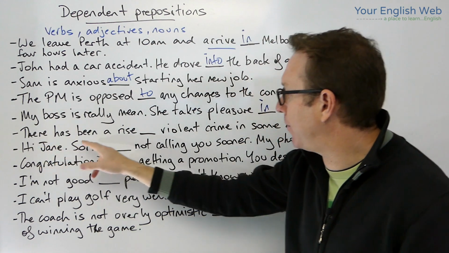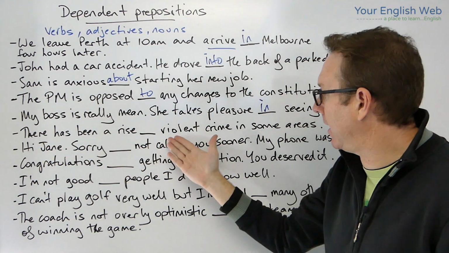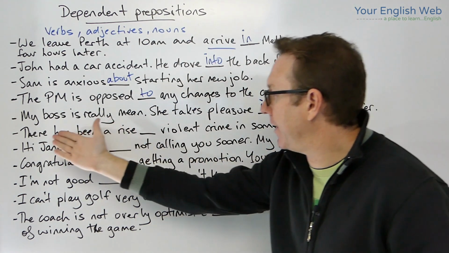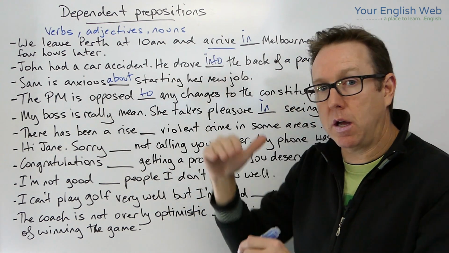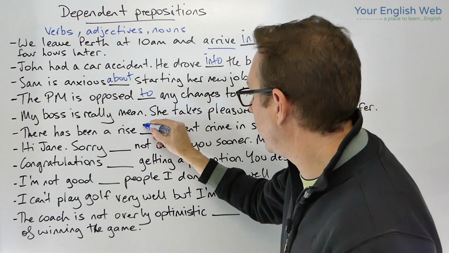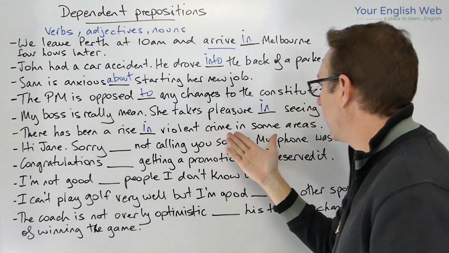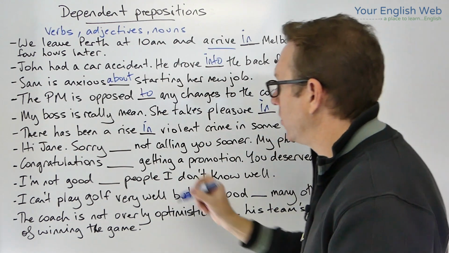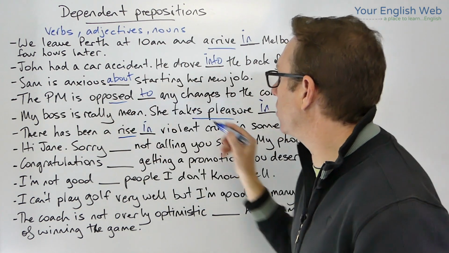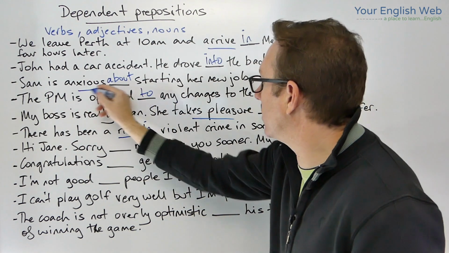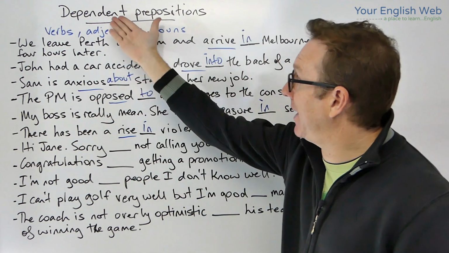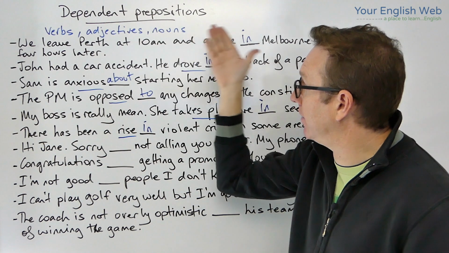Next one. There has been a rise, preposition here, after rise, violent crime in some areas. There's been a rise, again, on, in. All right, good. So there's been a rise in violent crime in some areas. So a rise in. You take pleasure in. You are opposed to. You're anxious about. You drive into. So we can see that pattern, the dependent preposition with these verbs, adjectives, and nouns.